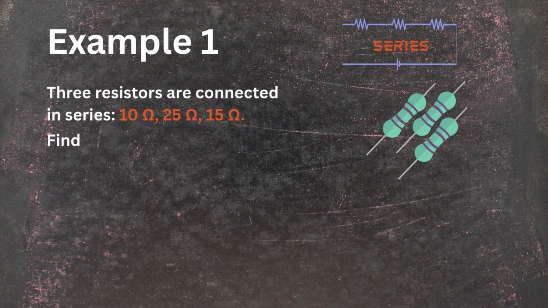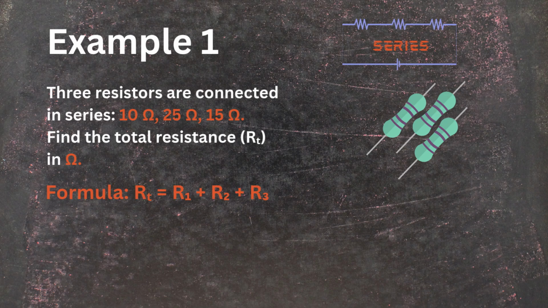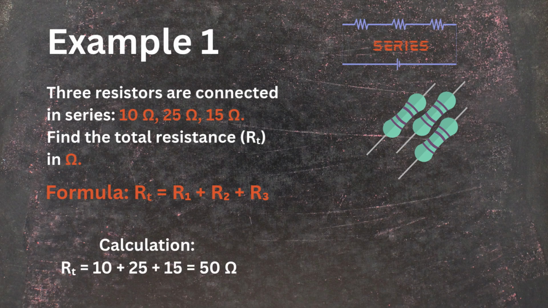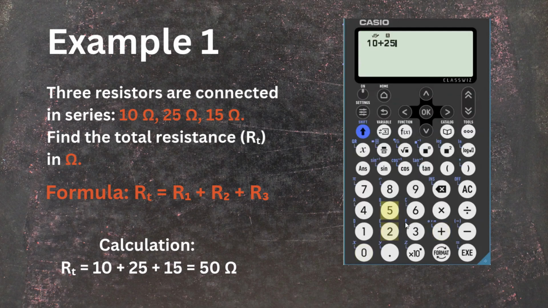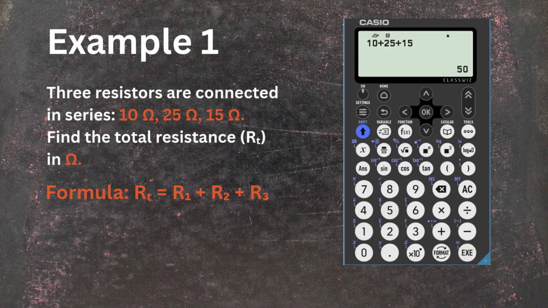Example 1. 3 resistors are connected in series, 10 ohms, 25 ohms, and 15 ohms. Find the total resistance in ohms. The formula is total resistance equals resistance 1 plus resistance 2 plus resistance 3. In this case, because all the values are already in the base unit, we simply add them together. 10 plus 25 plus 15 equals 50 ohms.